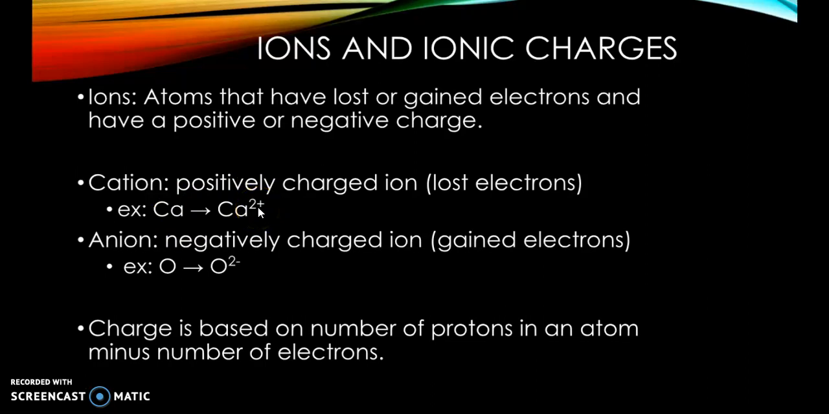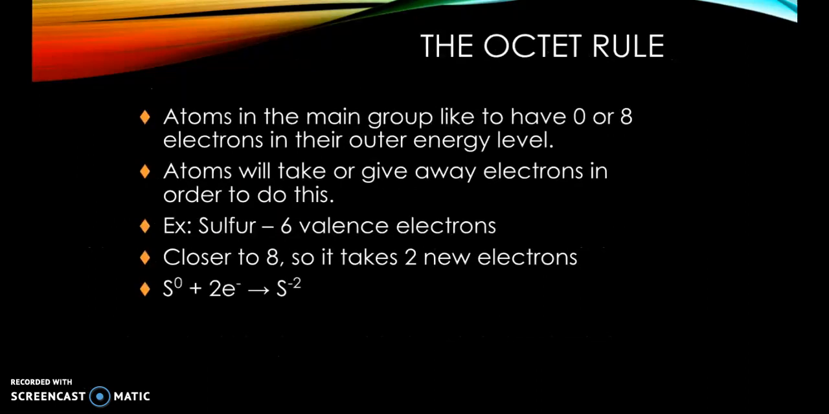So how do you know if an atom is going to lose or gain electrons? Well, we have something called the octet rule. It says atoms in the main groups like to have either 0 electrons or 8 electrons in those outer energy levels. So atoms are either going to take or give away electrons in order to do that. For example, sulfur is in group 6. And that 6 is way closer to 8.